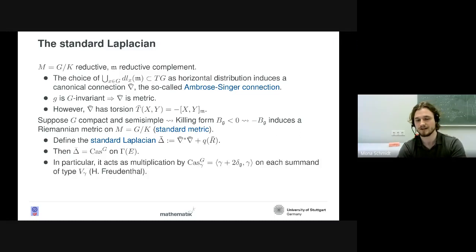It's an operator that acts as multiplication by a constant, now for real, on each summand of type V_gamma, and this constant only depends on gamma itself. And one can compute this constant according to this formula. So this is gamma, the highest weight. This delta_g is the half sum of positive roots of the Lie algebra g. This formula is due to Freudenthal.